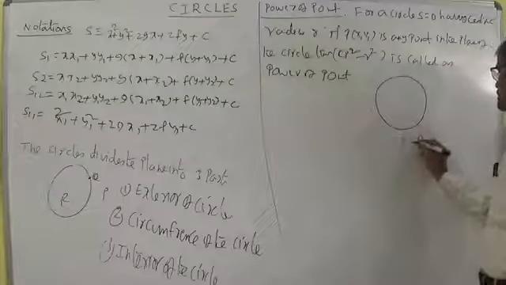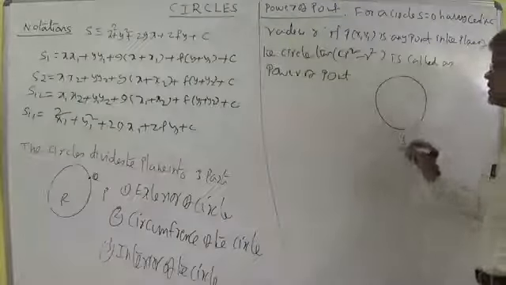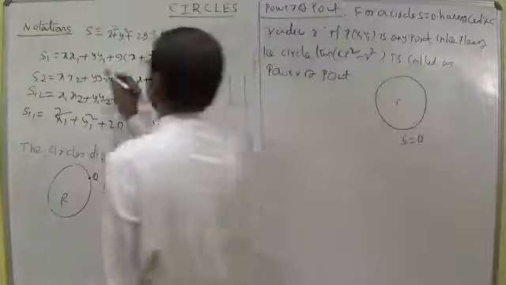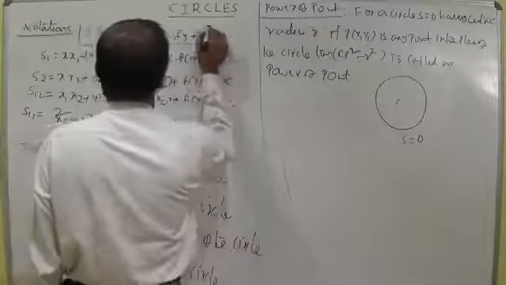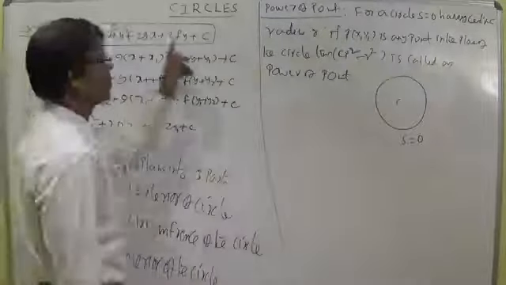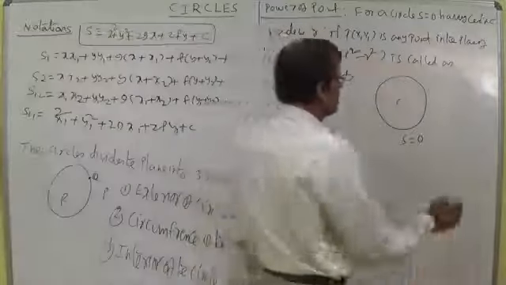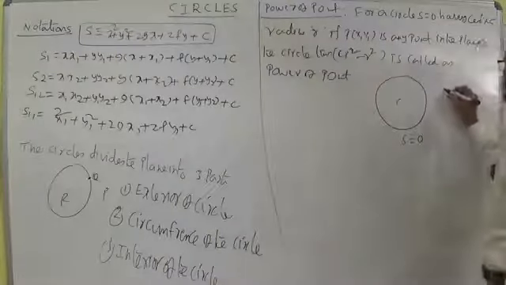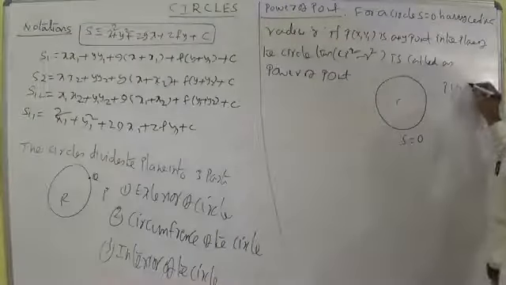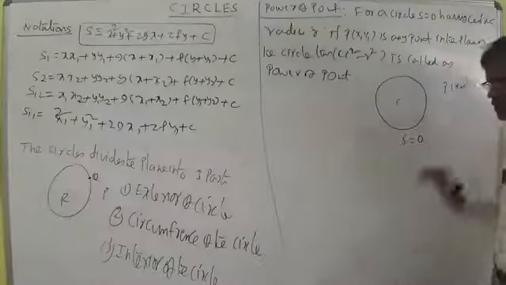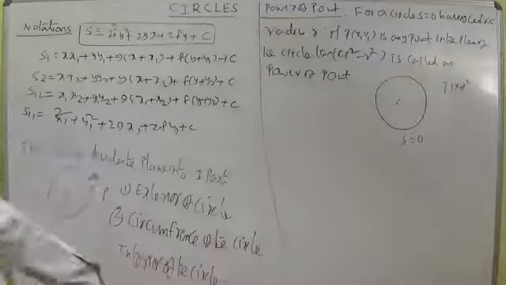Let the circle be S equal to 0. The circle S equal to 0 means x square plus y square plus 2gx plus 2fy plus c equal to 0. This is the circle notation. Let the point P, x1, y1 be outside.